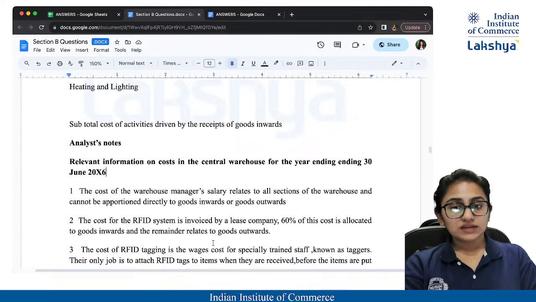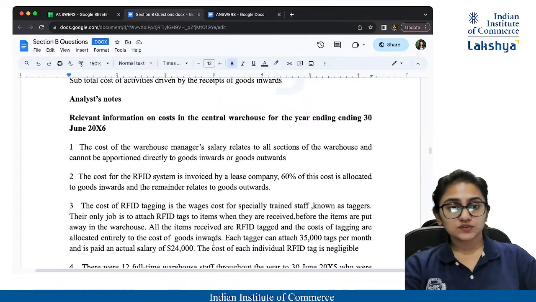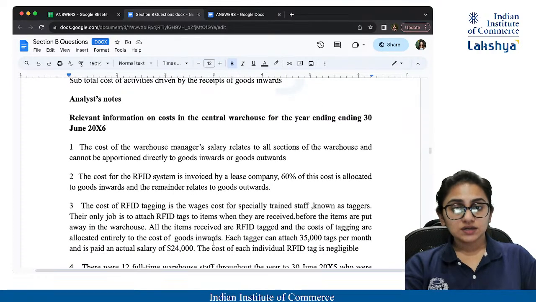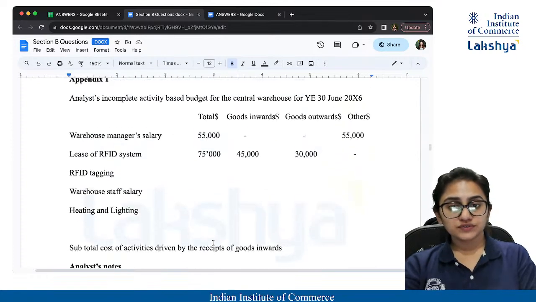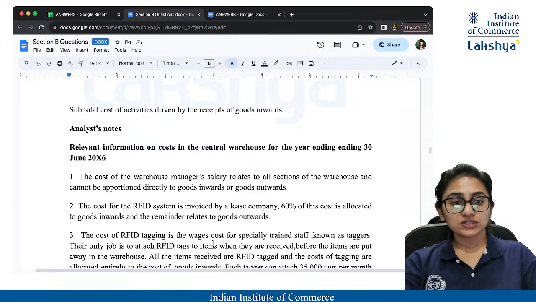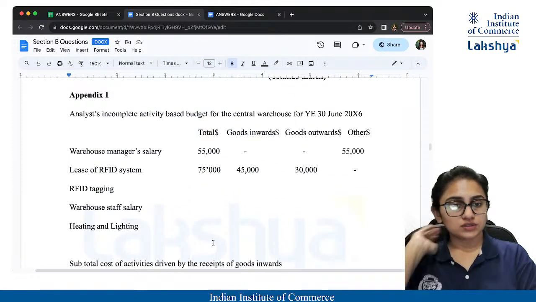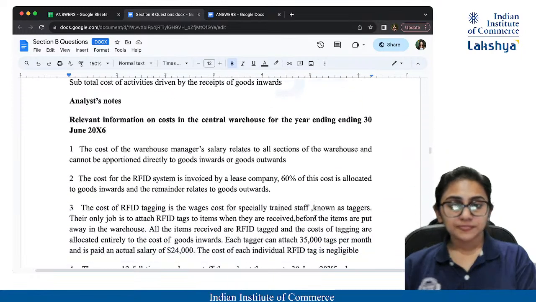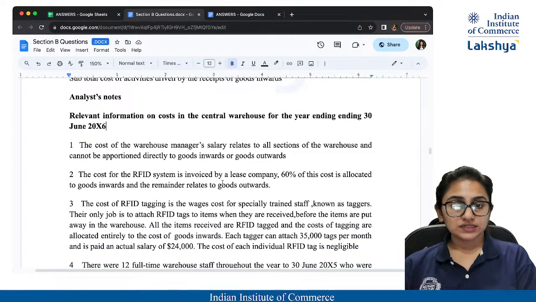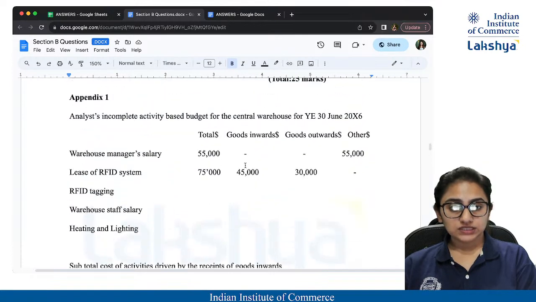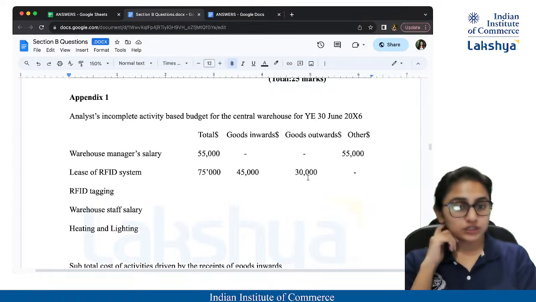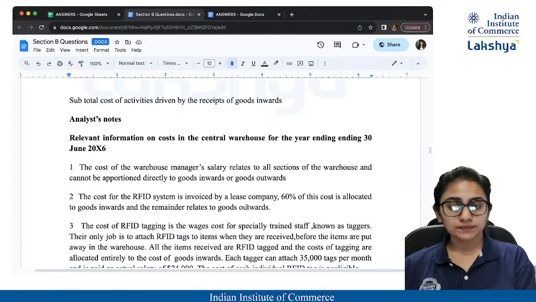Analyst's notes. Relevant information on the cost in the central warehouse for the year ending 30th June 20x6. First one, the cost of warehouse manager's salary relates to all sections of the warehouse and cannot be apportioned directly to goods inward or goods outward. So it cannot be split. That is why it has gone to total others. The cost of RFID system is invoiced by a lease company. 60% of this cost is allocated to goods inward and the remainder to goods outward. So 60% is to goods inward and the remaining 40% is to goods outward. Okay, so that is also done.